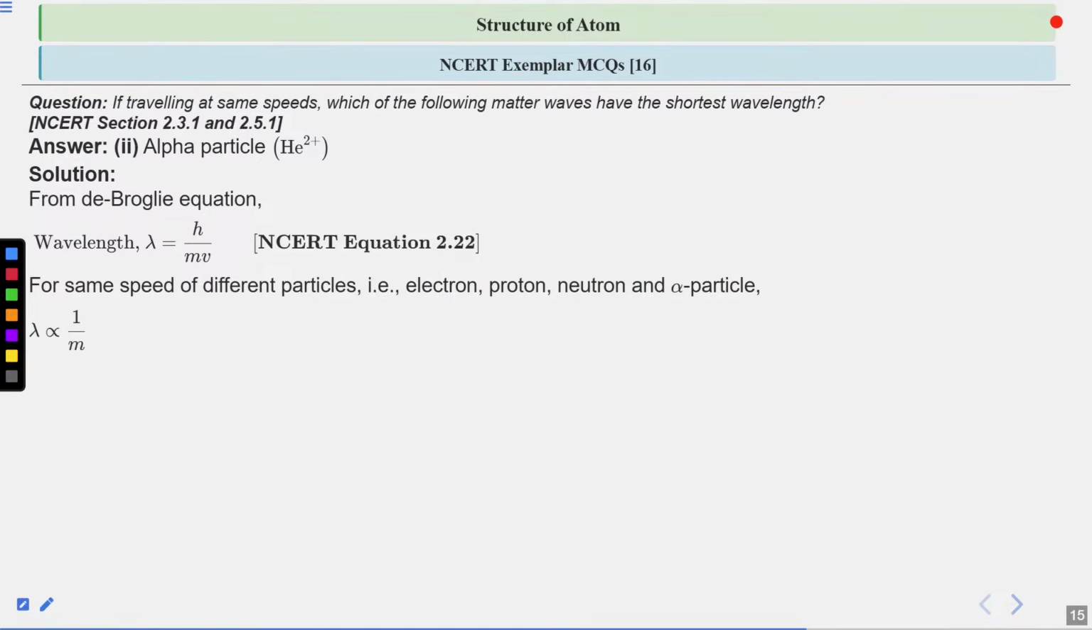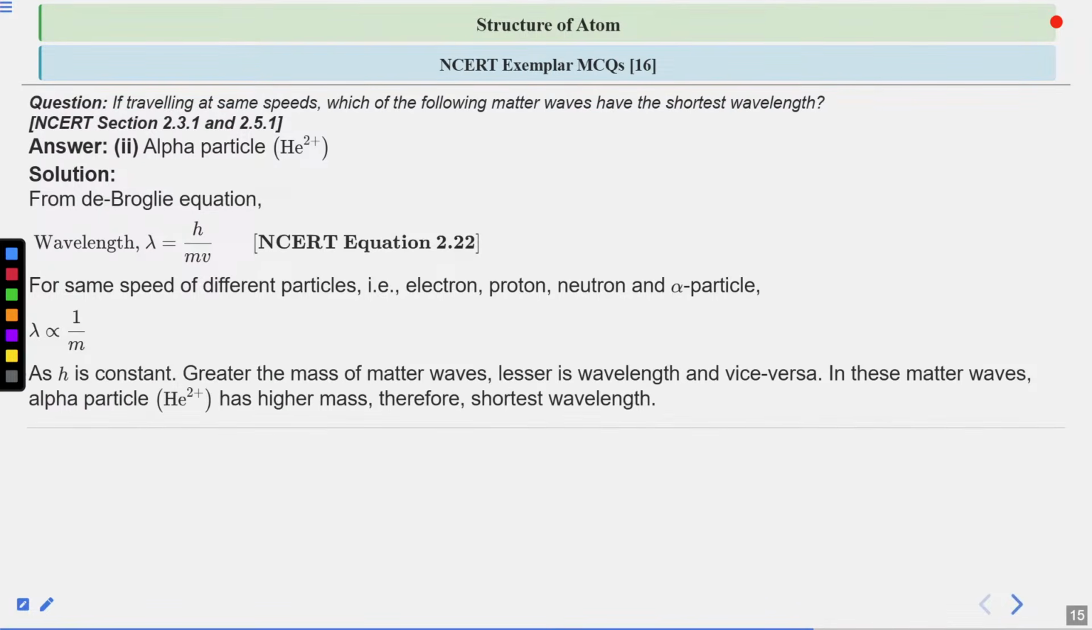So this is directly coming from the relation that lambda is inversely proportional to 1 by m. And as a result, since your h is constant, and it is also given that they are traveling at the same speed, so velocity is also constant. Therefore, the helium 2 plus, which has the highest mass, will have the shortest wavelength. And also remember that the electron has the least mass, so it will have the greatest wavelength or the longest wavelength.